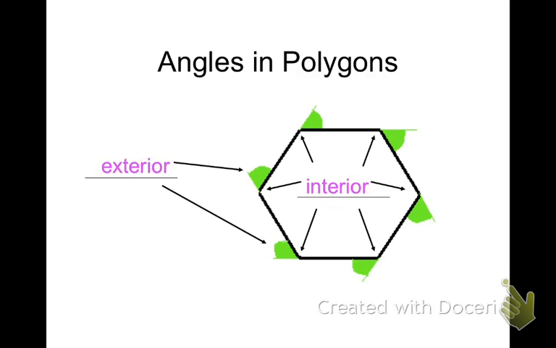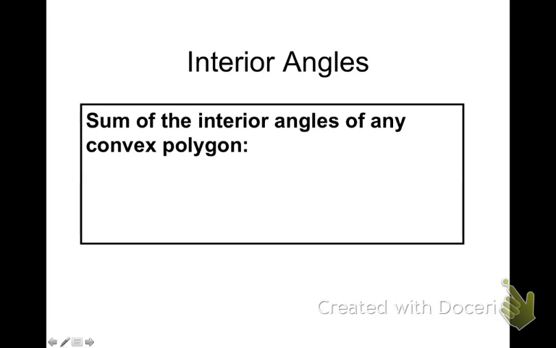What do you think the relationship between the interior and the exterior angles would be? You're thinking. They add up to 180. What do we call that? Supplementary. Okay, so they form a linear pair. So your interior and your exterior angles are a linear pair, and they would be supplementary of each other, meaning they would add up to 180 degrees. Okay, so here is our formula.